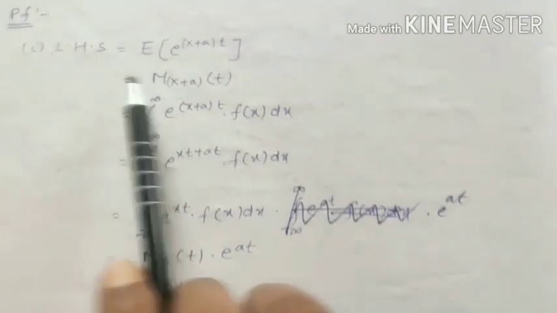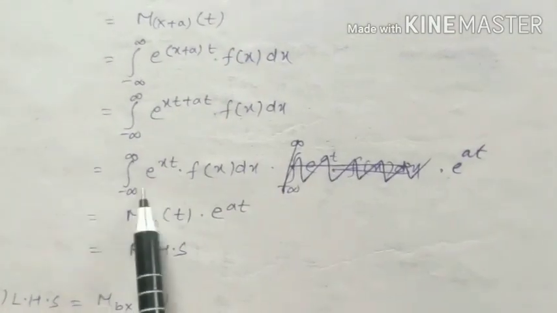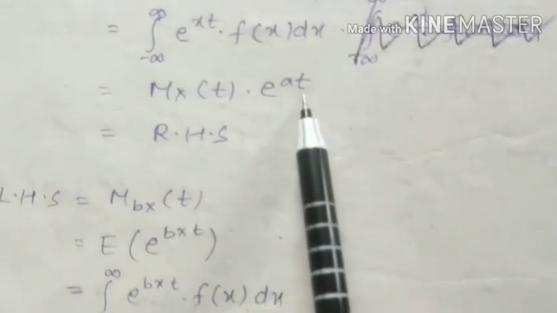Now the expectation of e to the power (x plus a)t, you have to say that M(x plus a)(t), and the integration you have to take, e to the power (xt plus at), and so on. So e to the power xt times f(x) dx times e to the power at. And so e to the power at is common, and this is the formula of Mx(t), and that equals the right hand side. In a similar way you have to prove the others.